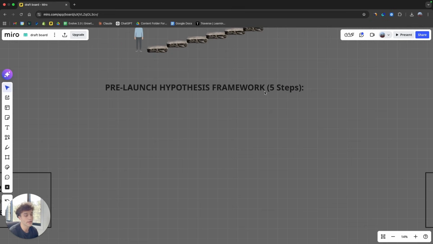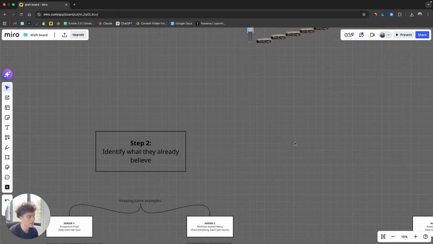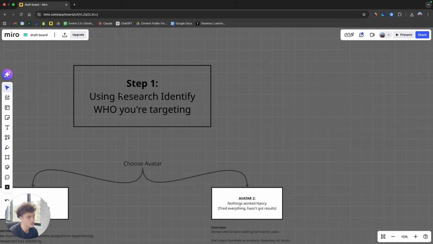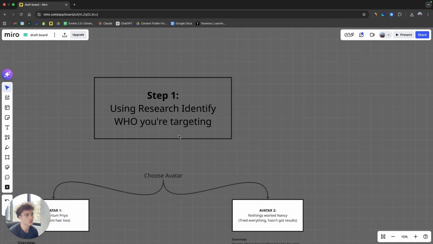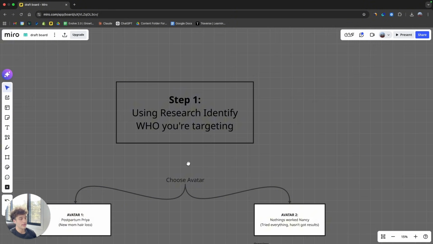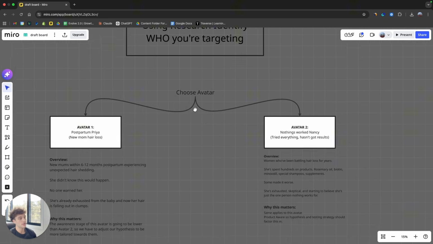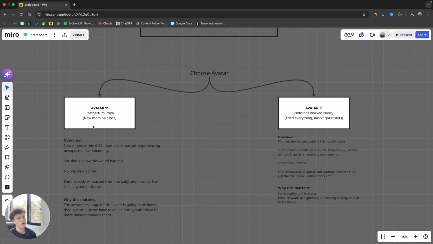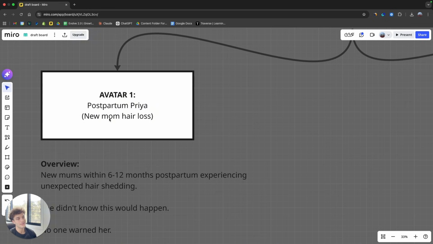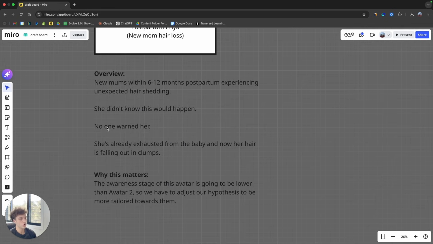So, my exact pre-launch framework in 5 steps. I put down all of the information in my brain here, and we'll come to step 1. The first step is using research to identify who you're targeting. Say we are selling a product that goes after hair loss, and we've done research, and we've got 2 avatars specifically. The first avatar is Postpartum Priya, who is a new mom just experiencing hair loss. There's a bit of an avatar overview.